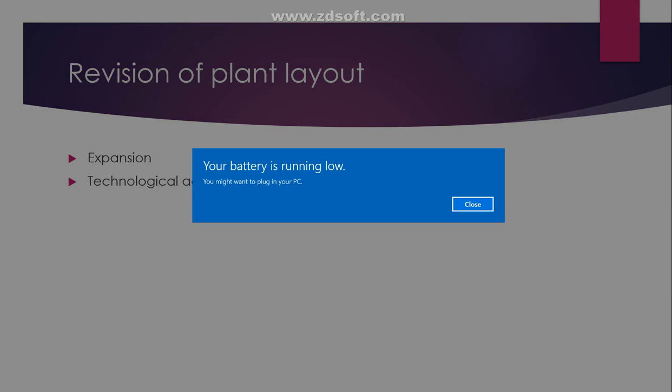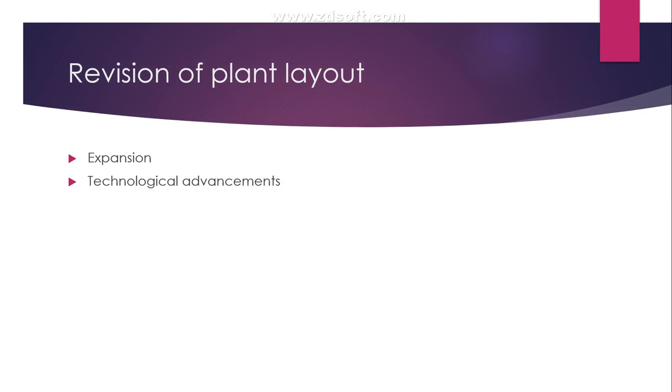Some of the technological advances are replacement of labor by machines, developments in fuel and energy, developments in process, developments in materials, and improvements in product designs. Such technological advances promote or propose the revision or restructuring of the plant layout. So let's move ahead and see another reason why we have to revise our plant layout.